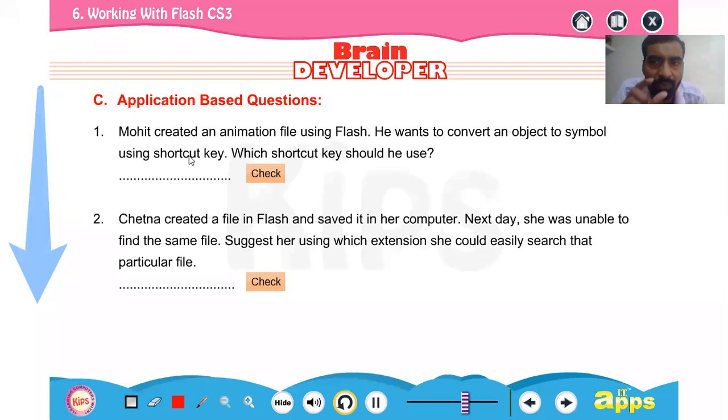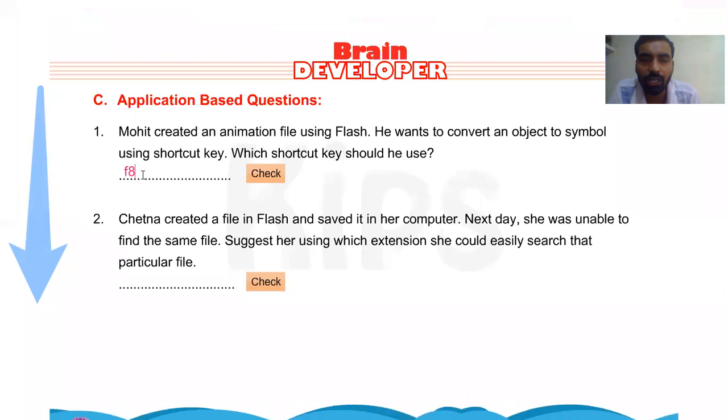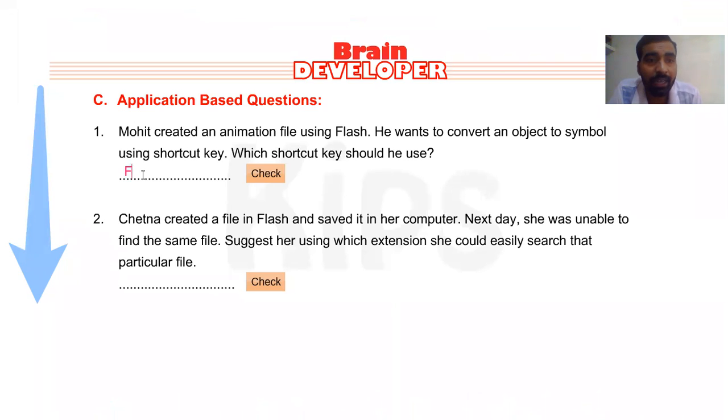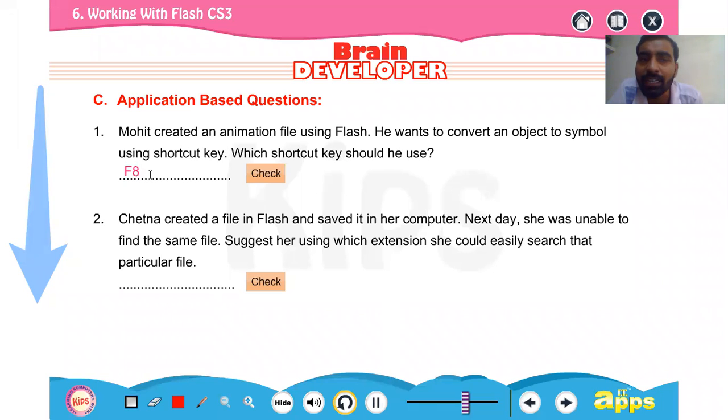This you have to think carefully, okay? So Mohit has created an animation file using Flash. He wants to convert an object to symbol using shortcut key. Which shortcut key should he use? So you can write here F8. The shortcut key to convert into symbol is F8. Kindly fill it.